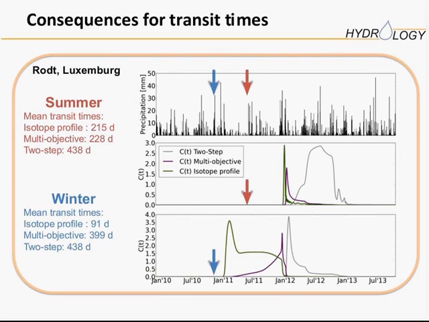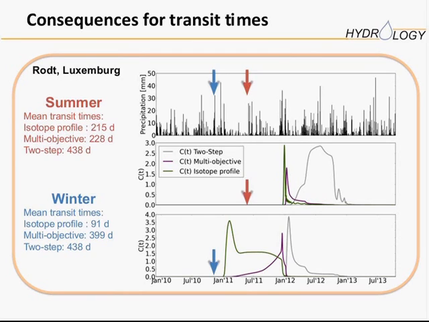If you look at, for example, the consequences for transit time, that's often much stronger. We just did two simulations where we calculated the transit time, looking at when the tracer would have been applied in the summer or in the winter. And you can see, for example, for the site in Luxembourg, for the summer, the mean transit times for the isotope and the multi-objective approach is around 220 days, whereas if you just use the soil moisture information, it would be 400 days. So the mean transit time would be just doubling.